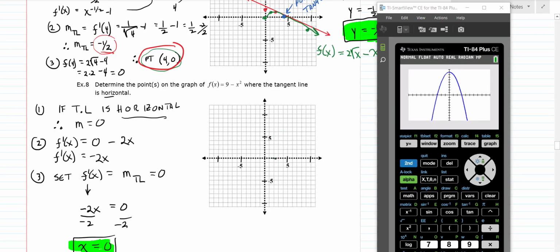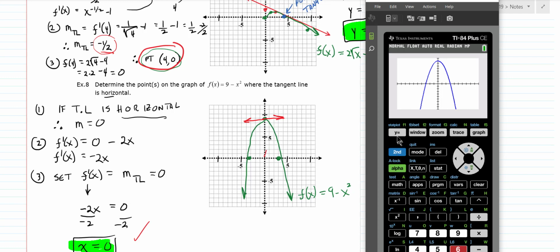So you'll find that you have a point (3, 0), a point (negative 3, 0), and a point (0, 9). So that's how the graph goes. That's f of x equals 9 minus x squared. So what's the deal at x equals 0? If x equals 0, the tangent line is horizontal. Just think about that a little bit. The equation of the tangent line would be y equals 9.